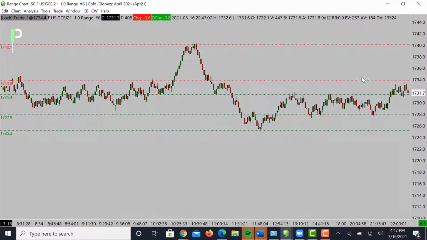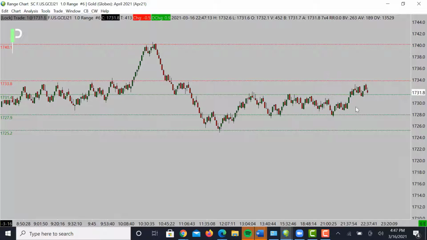So you can see gold coming up against a clear level of resistance. 1733.8 is a level that I'm looking to see the price reject, fail to get through. Right, we may pop up above it, but if we're not going to hold on top of it, fail to get through it, and then come crashing right back down. We may have some very minor support at 1731.4, but more major is going to be right around 27.9 and then 25.2 as levels of support.